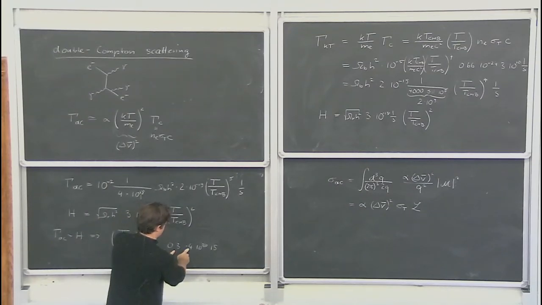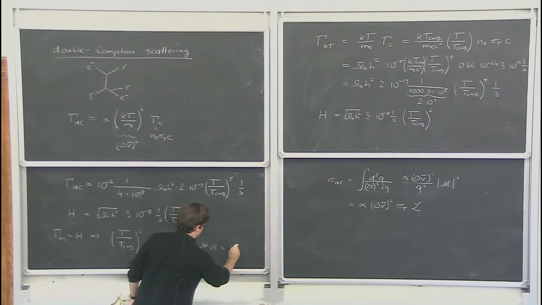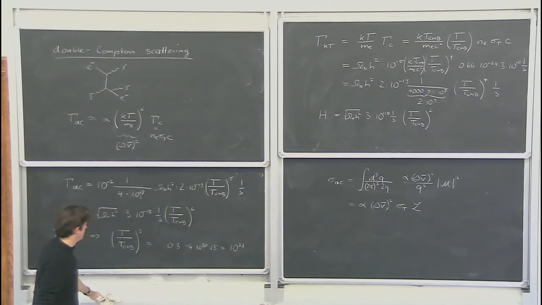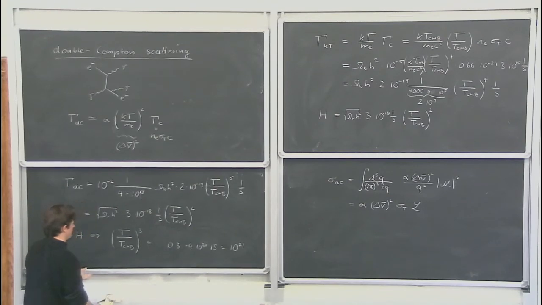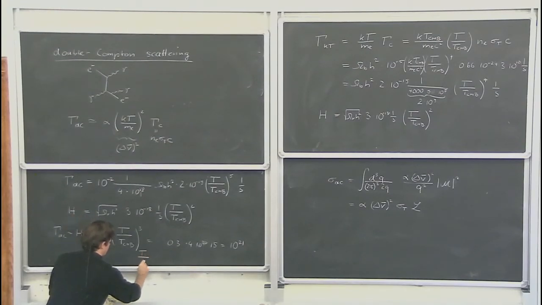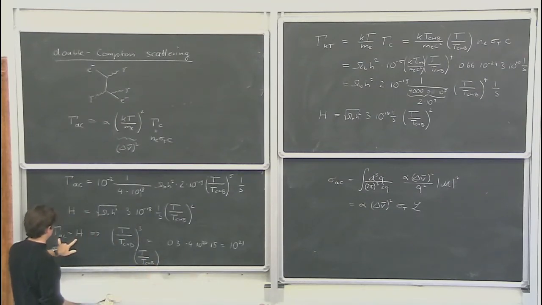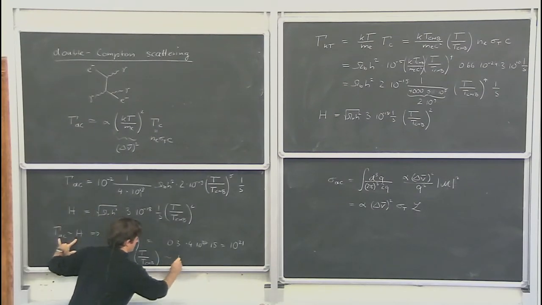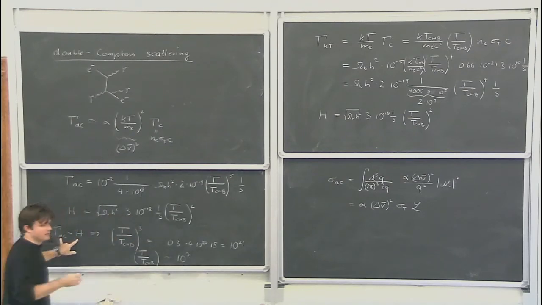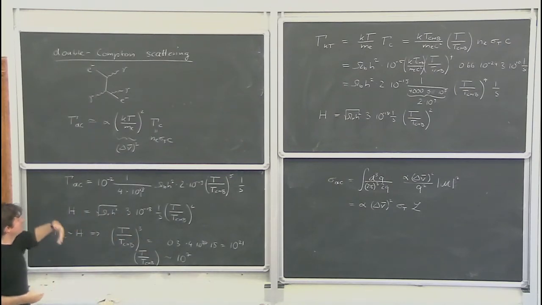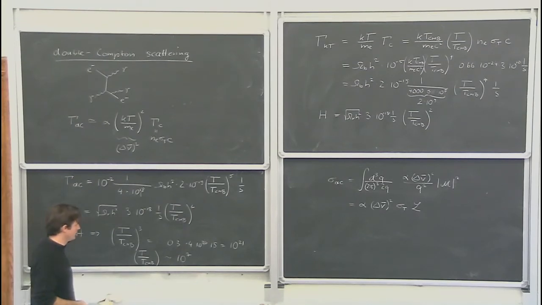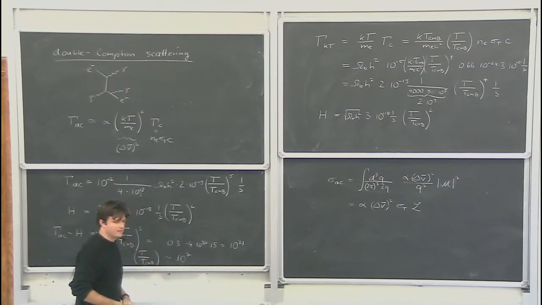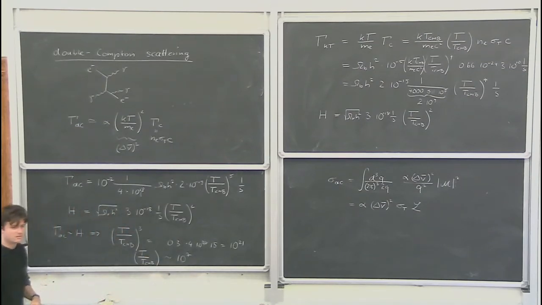So let's call this thing 1, and let's call this whole thing 10 to the 21. Then if we take the third root, we find that T over T CMB, when processes in which photons are created and destroyed freeze out, is around 10 to the 7. So only above a redshift of about 10 to the 7 are processes like double Compton scattering and Bremsstrahlung efficient and can rapidly change the number of photons. Below redshift of 10 to the 7, the number of photons in the universe is actually conserved as far as this goes.